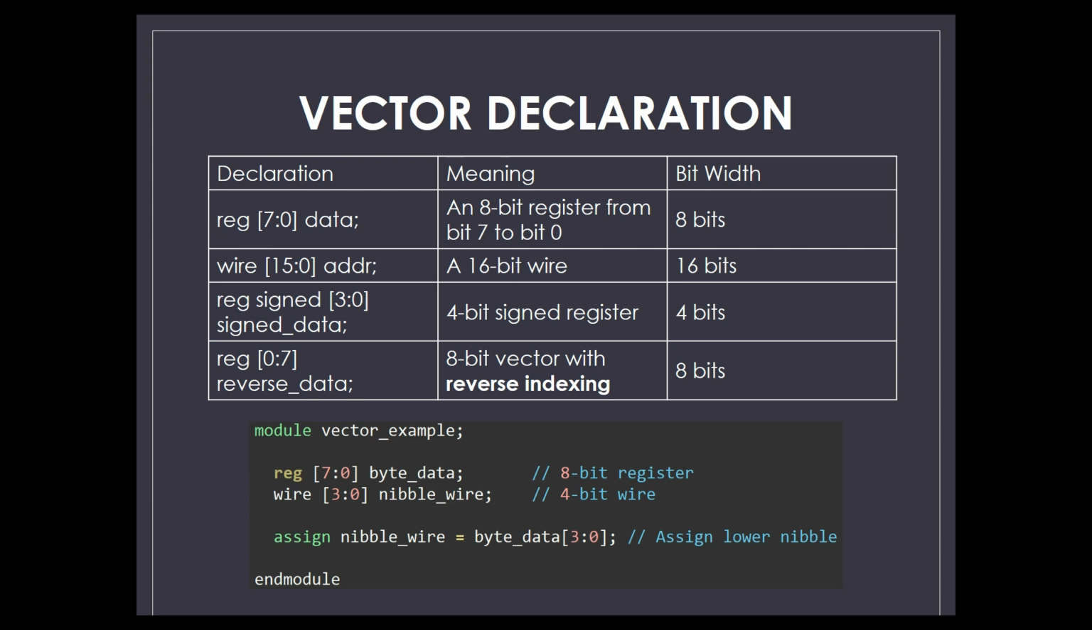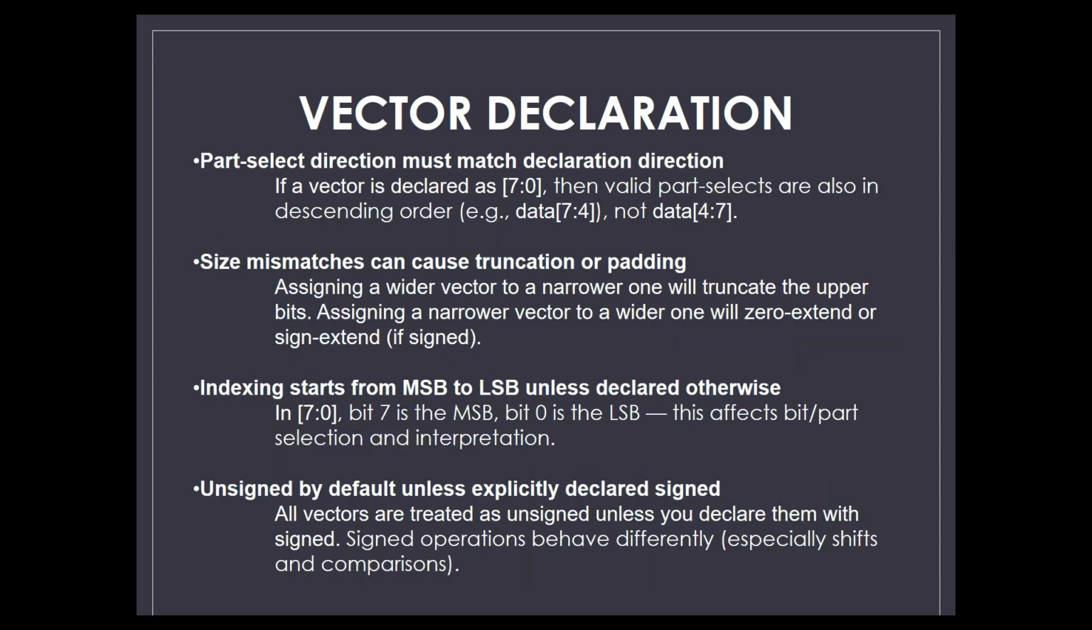Now here, as I mentioned, if I had used reverse indexing while declaring the byte data, then I would have to use 4 down to 7 here to assign the lower 4 bits, which can cause some confusion. Hence, we recommend to use this ordering while declaring any vector. These are some key points to keep in mind while using vector declaration. Part selection, as I mentioned, must be in the same direction as the declaration direction.